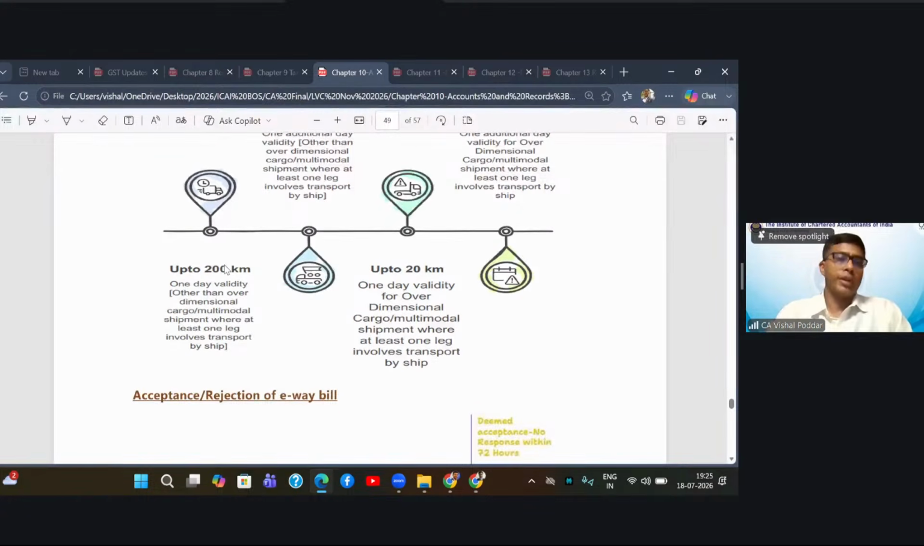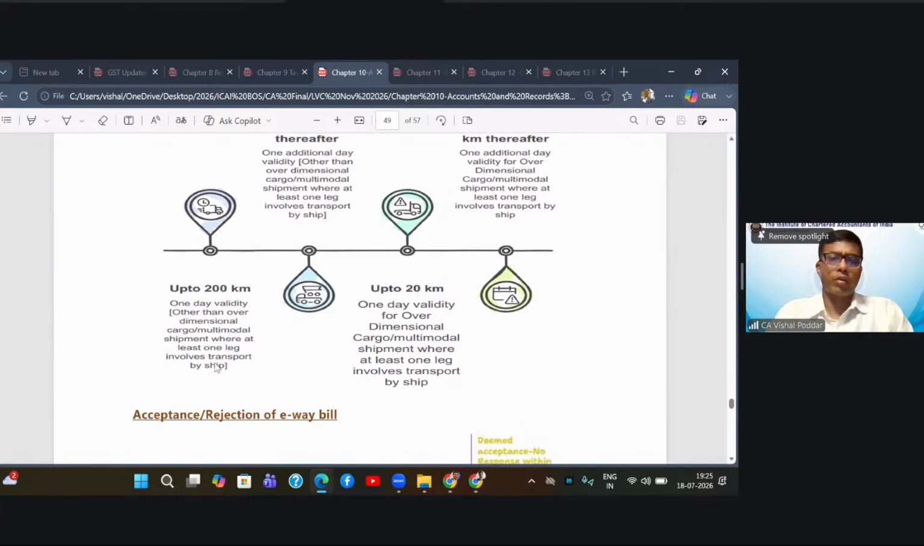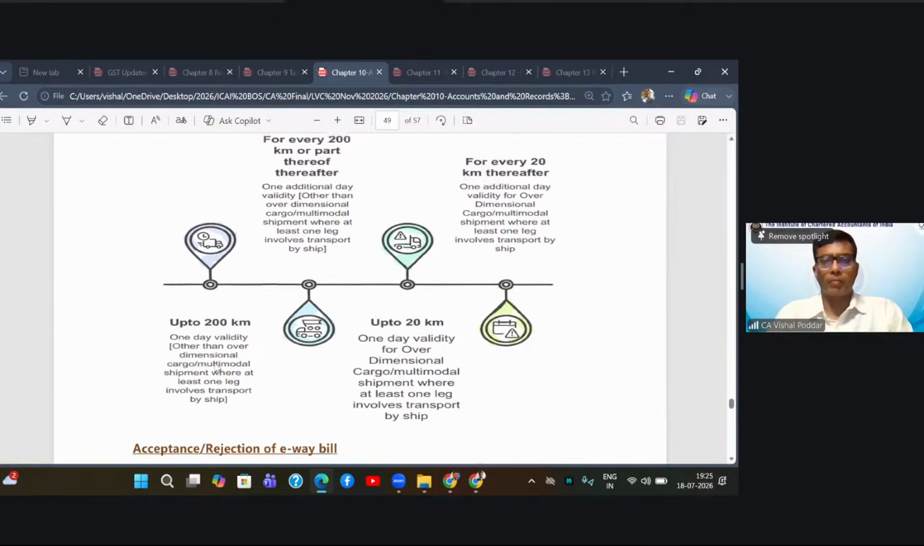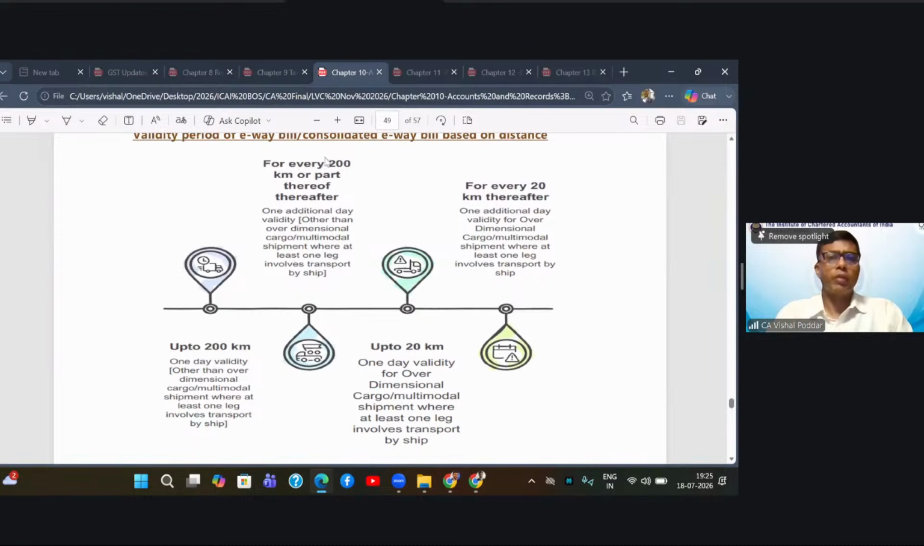For up to 200 kilometers, it is 1 day, except for huge vehicles, which are called over-dimensional cargo, or except where it is a multimodal shipment, where different types of vehicles are involved, where one of the vehicles or one of the mediums is by water. So for every 200 kilometers, or if it is in excess of 200 kilometers, for every part thereof, 1 day will be counted. So if you are transporting your goods for a 180-kilometer distance, it will be 1 day. You are transporting it for 280 kilometers. So for the first 200 kilometers, 1 day, and for the remaining part of 80 kilometers, it will be another 1 day. So it will be 2 days.